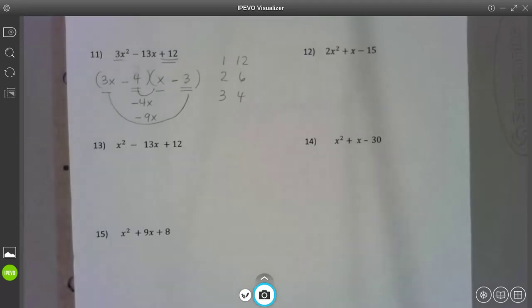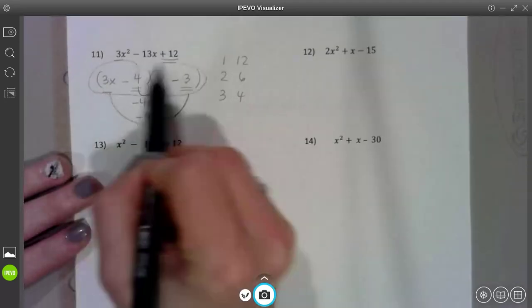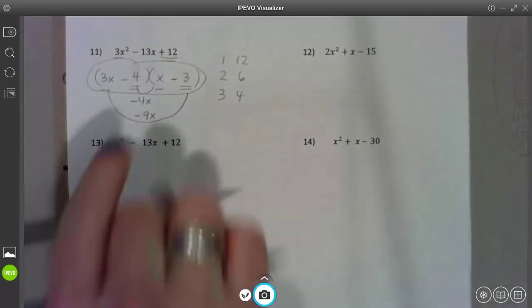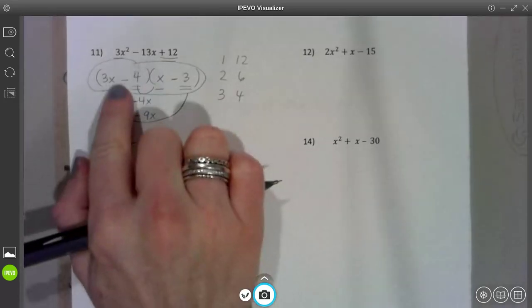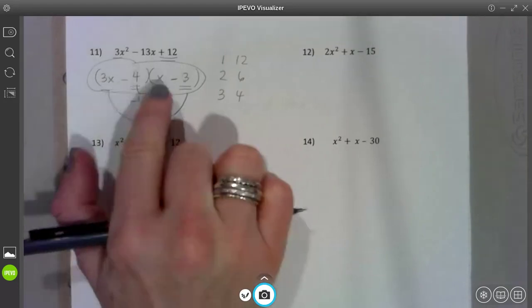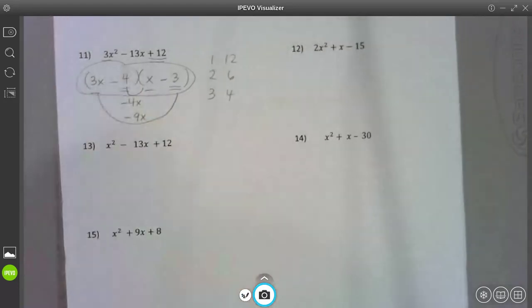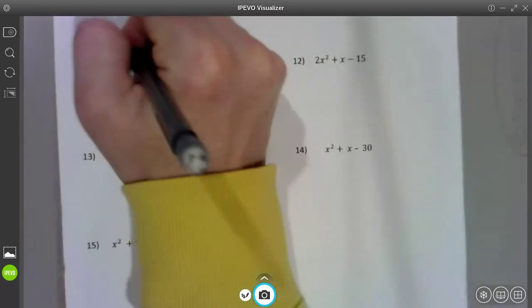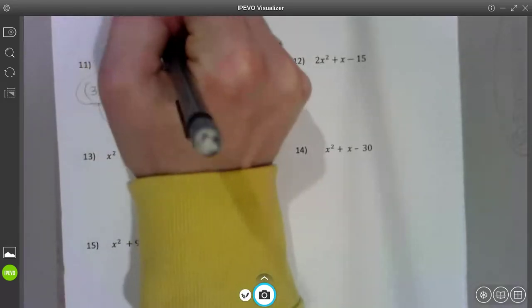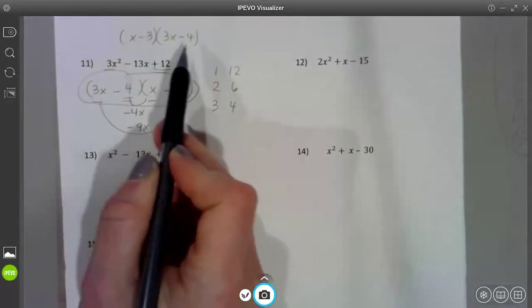All right, perfect. So again, this is what you would have typed in as your answer on the Delta Math. And guys, it doesn't matter. As long as one of your factors says 3x minus 4 and one of them says x minus 3, it doesn't matter the order in which you write these parentheses. Somebody might have written x minus 3 times 3x minus 4. Guys, that's still a correct answer, okay?